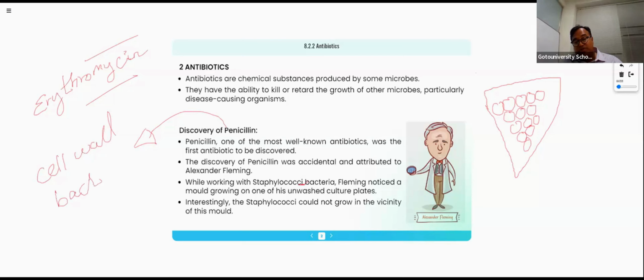Cell wall production of the bacteria is stopped, in the sense the cellulose of the cell wall. Cellulose production of the cell wall is completely blocked by penicillin. Penicillin will not allow the cellulose construction in the cell wall of the bacteria. Okay, in the cell wall of the bacteria, right?